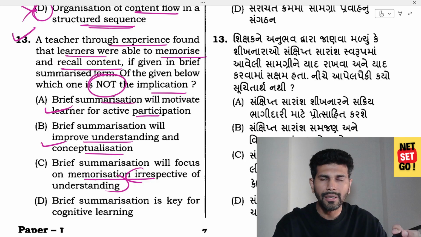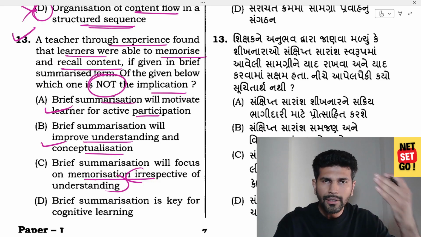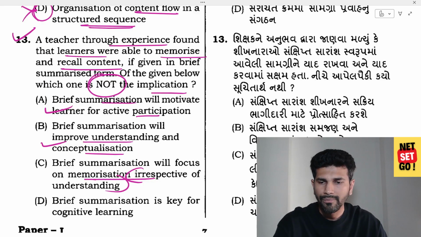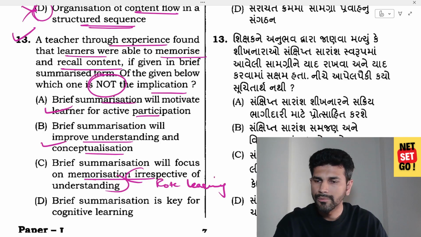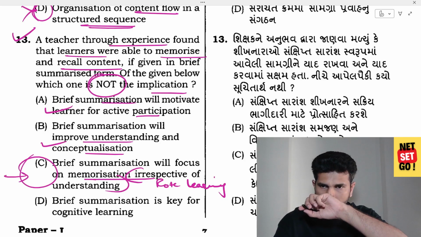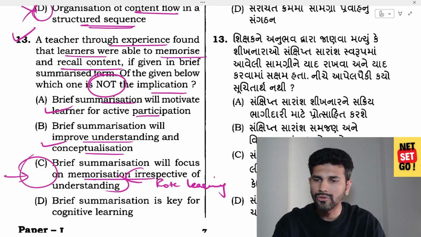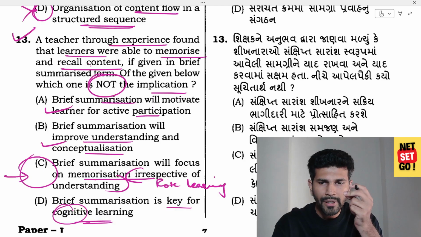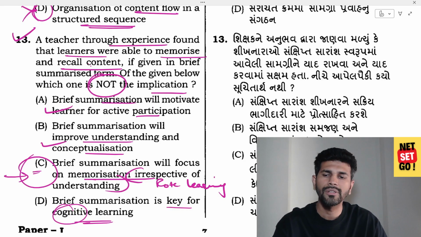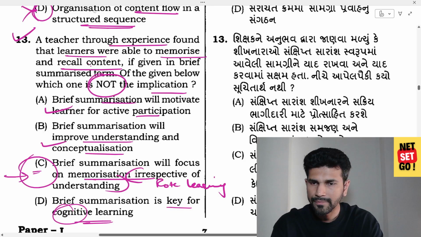Irrespective of understanding means remembering memory but without understanding. That is rote learning. It is not a part of memory and recall content. So option C is correct answer. Brief summarization is key for cognitive learning is also correct. So which is not one of the implications? Rote learning. Option C is correct answer.